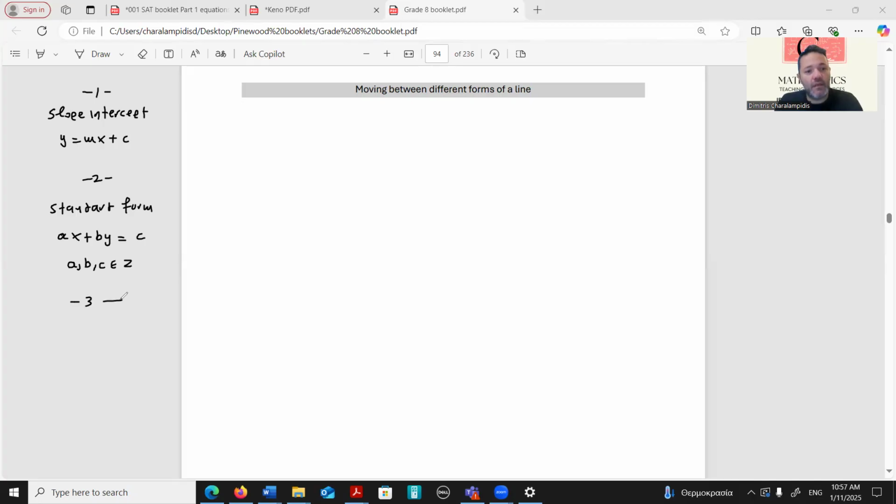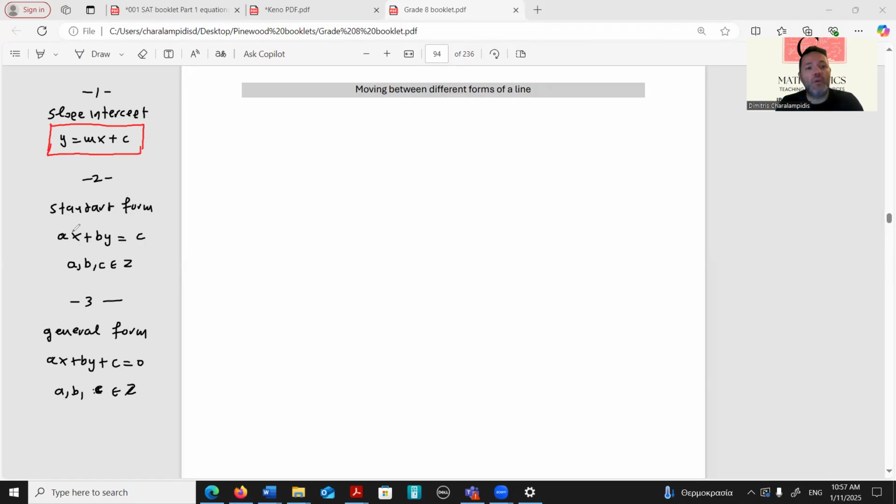And in the third case, we saw the general form of a line, which is the form ax plus by plus c equals 0, where once again a, b, and c are integers, whole numbers.